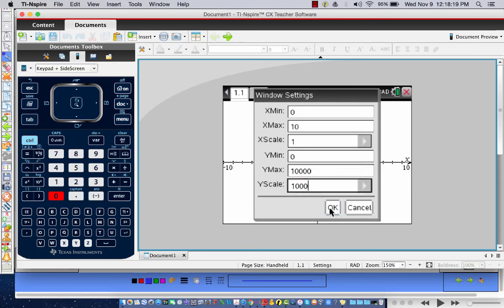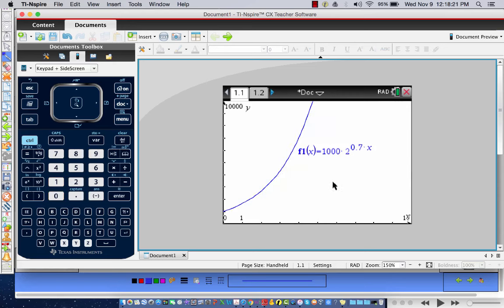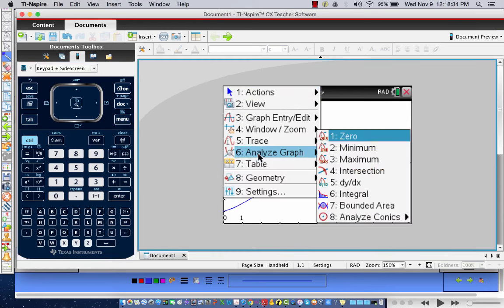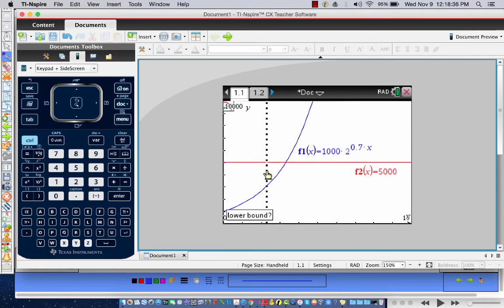See how it looks. Ooh, and there's our graph. And now I just need to graph the function 5,000 and see where they intersect. That represents the number of acres. Boom. Find the intersection point. Menu. Analyze graph. Intersection. Boom. There we go.